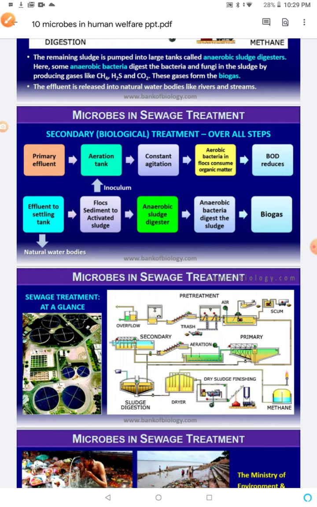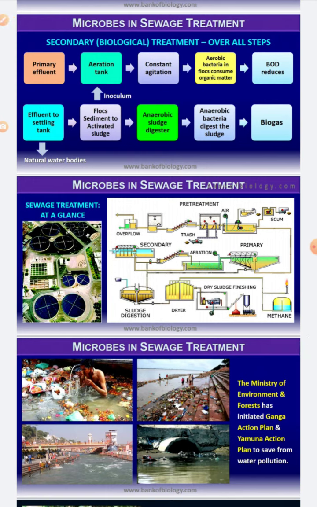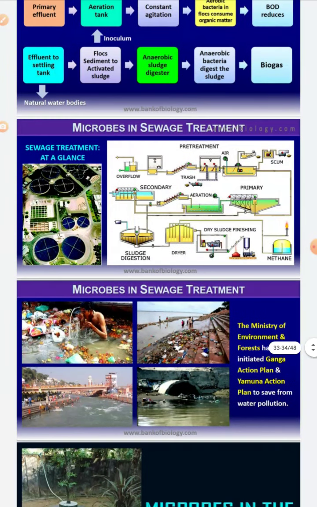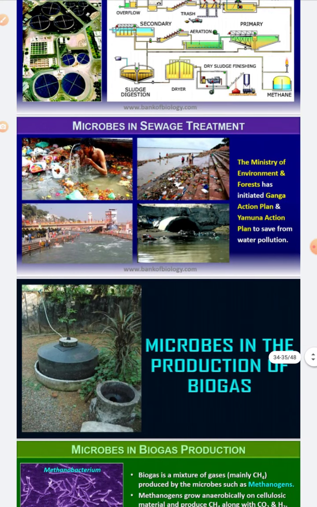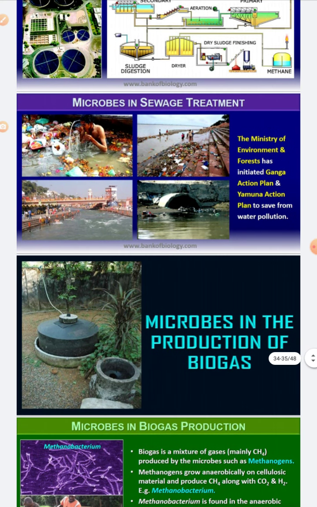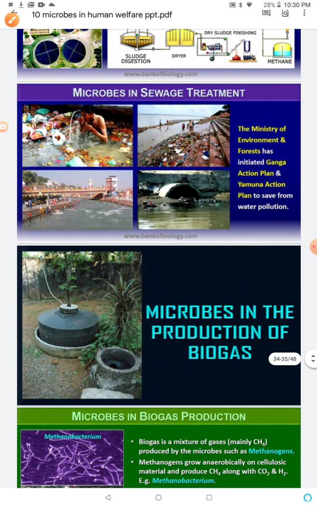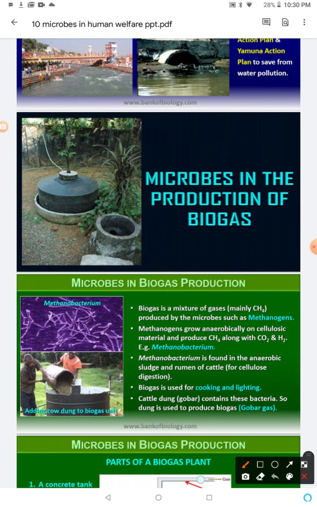Then the microbes in sewage treatment plants: primary treatment is done, the secondary treatment is done, then the dry sludge finishing is done. The Ministry of Environment and Forests has initiated the Ganga Action Plan and Yamuna Action Plan to save water from pollution by this sewage treatment action. So water pollution can be prevented by these microbes.